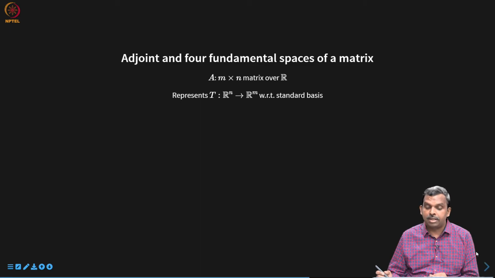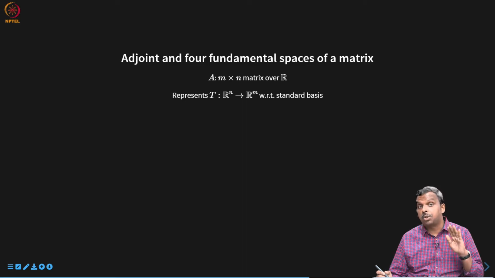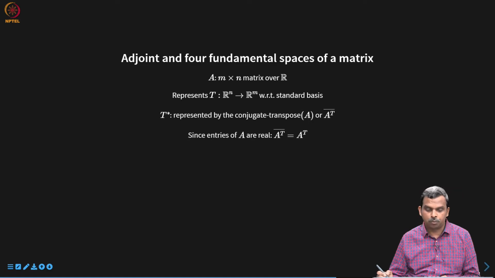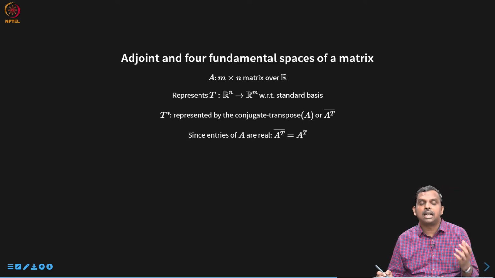We'll pick a matrix A, which is M cross N over R. I'll take R just for simplicity, or C also, there are similar statements which are true. Let's say it represents a linear map T from Rn to Rm with respect to the standard basis. Notice I'm saying standard basis, it is very important. If you change the basis here, all that I say will not be true. Okay, very important to keep in mind. So T star now I know is a linear map from Rm to Rn and it's represented by the conjugate transpose of A, or A transpose with an overline bar. I can put a notation like that. But since entries of A are real, you can say the conjugation is irrelevant. So it's simply A transpose.